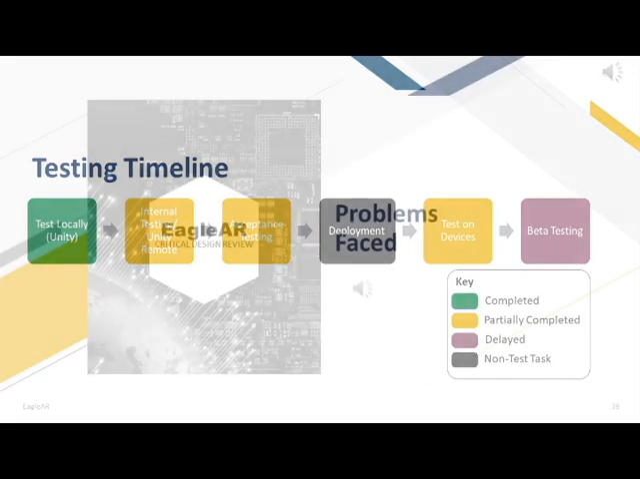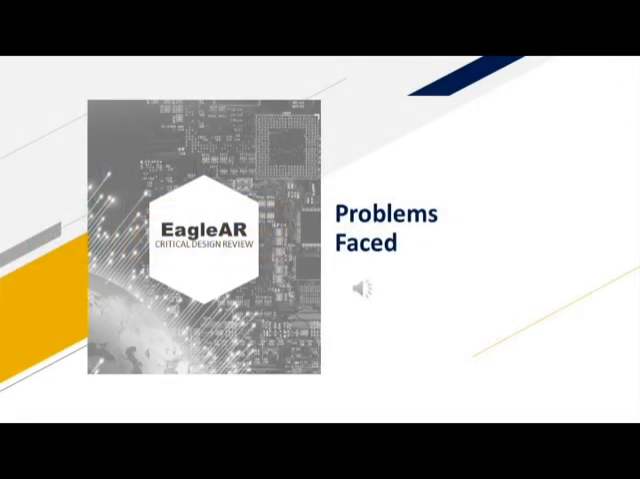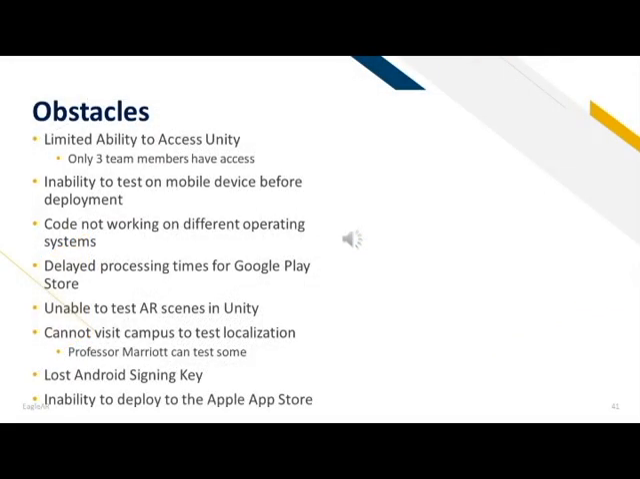Now we will be going over the problems faced since the IDR. Here is a list of the obstacles that we have faced. Since spring break, we have not been able to have access to our resources on campus, so that has limited us to having 3 team members that have access to our development environment. Of the 3 team members, none of us had capability to test on mobile devices before our Android deployment.